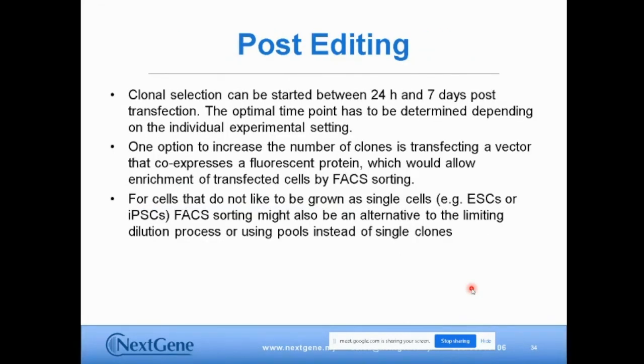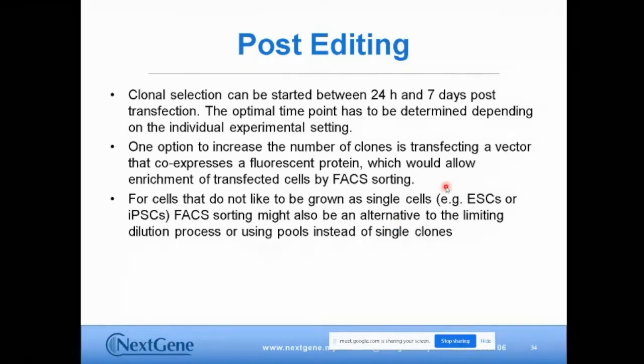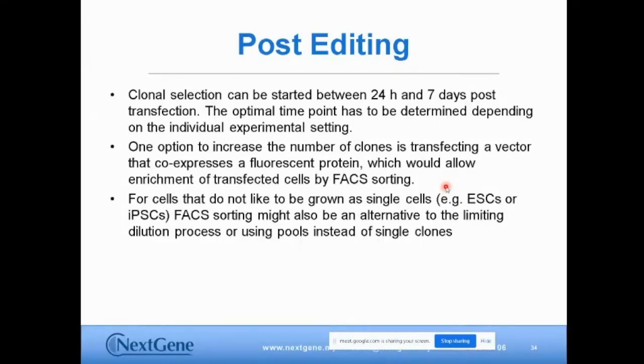After transfection, here are some tips for post-editing knockout cell screening. Clonal selection can be started between 24 hours and 7 days post-transfection, so the optimal time point has to be determined depending on the individual experiment setting. One option to increase the number of clones is transfecting a vector that co-expresses a fluorescent protein. This will allow enrichment of transfected cells by flow cytometry cell sorting.